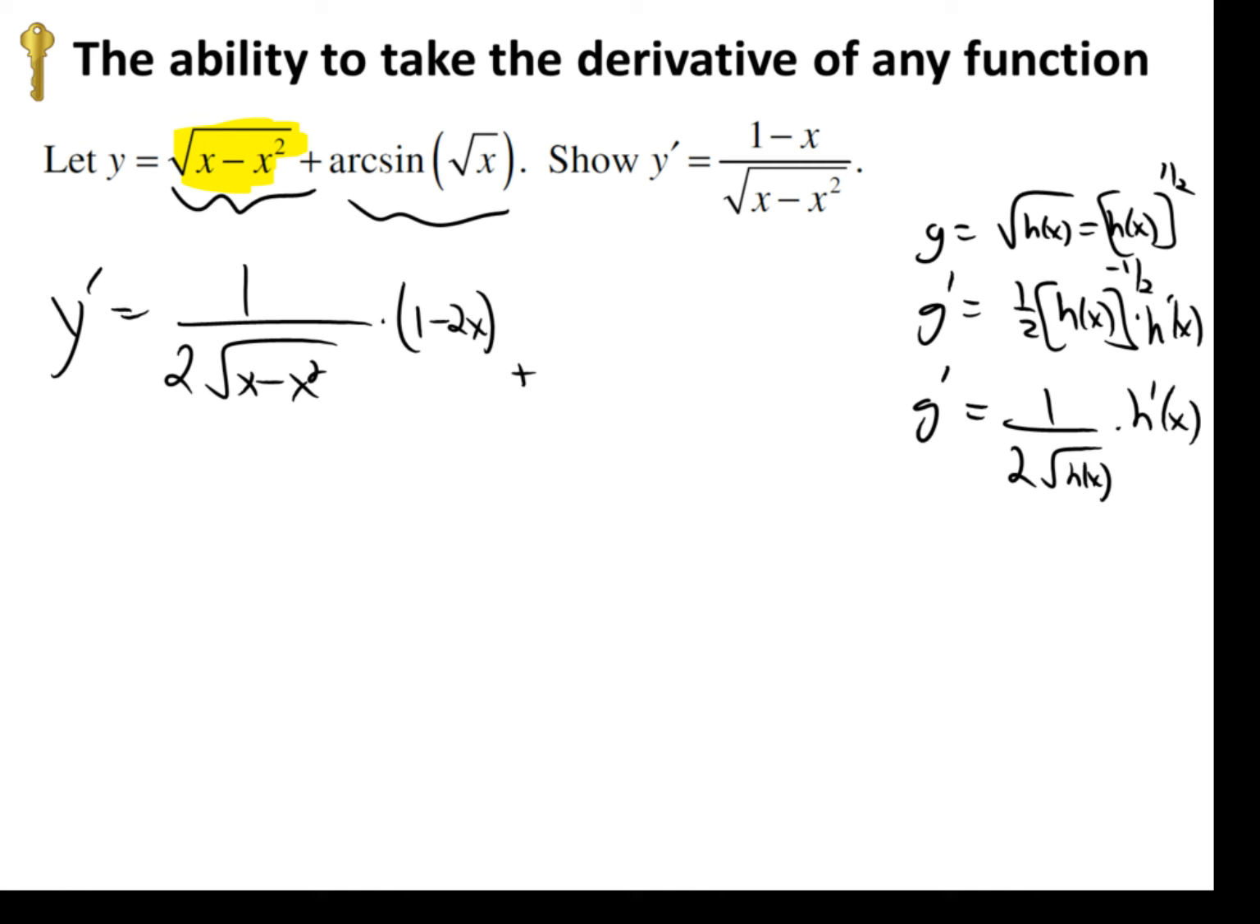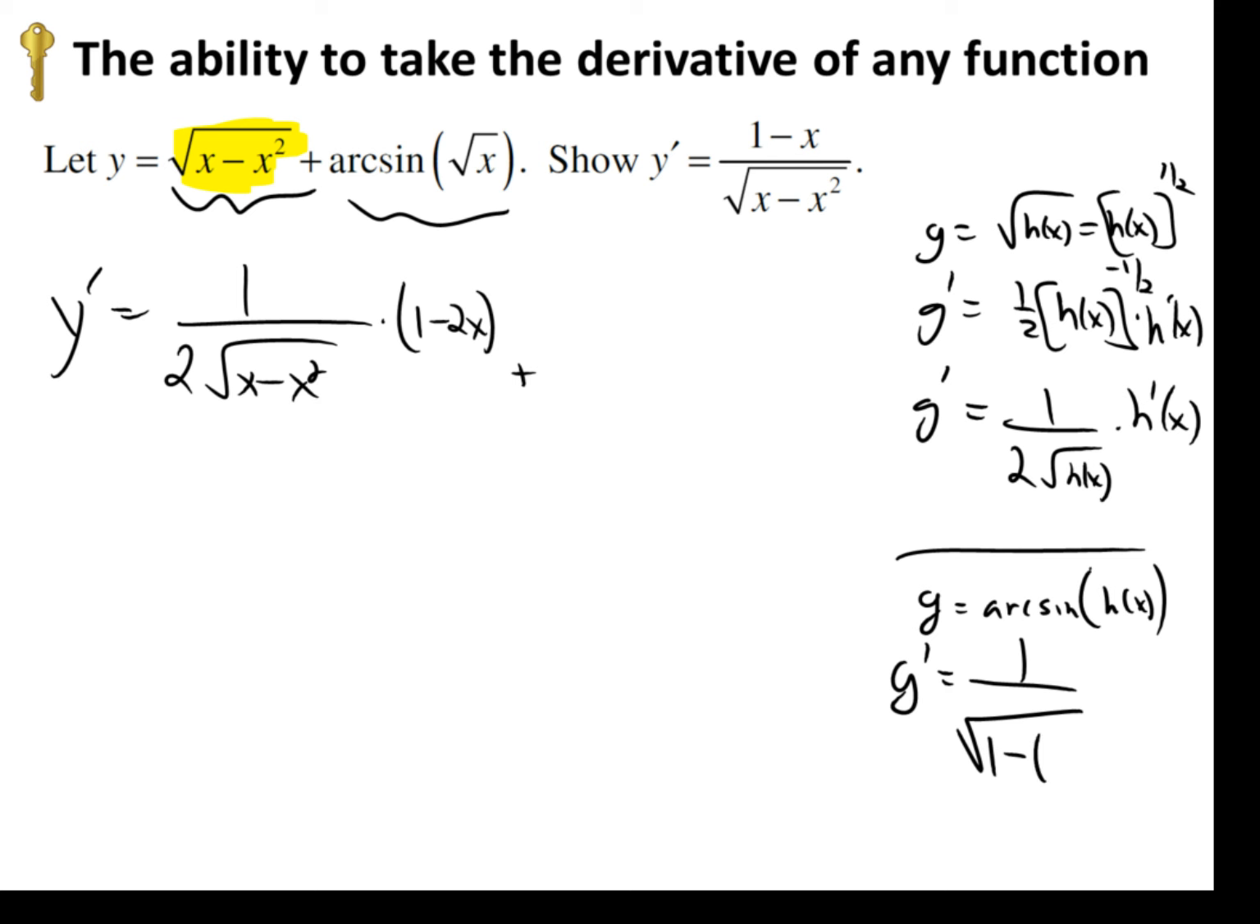Here comes the other half. It's more difficult. Arc sine. Okay. So if your function is arc sine of some other function, your derivative then would be 1 over the square root of 1 minus that function squared. All that's underneath the root. Chain rule then times the derivative of that function.